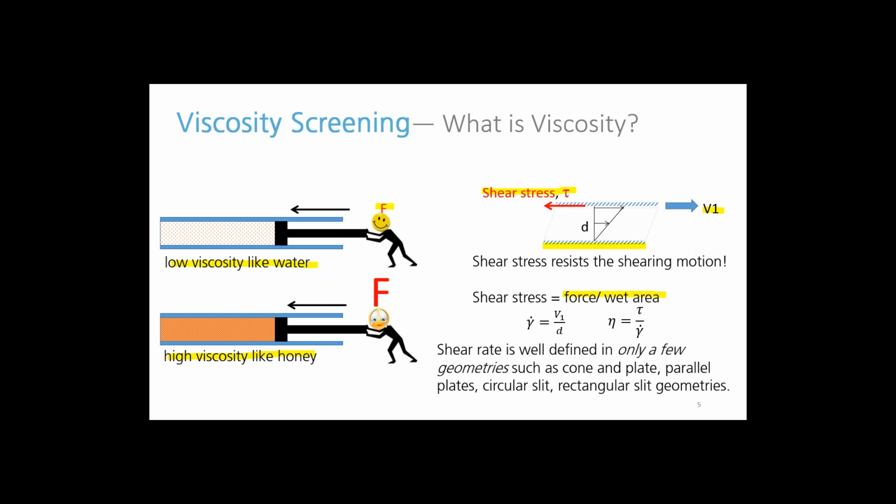We're going to define the shear rate as the ratio of that velocity to the distance between those two plates. And the definition of viscosity is going to be given by the ratio of shear stress to shear rate. Now the key here is that shear rate is well defined only for a few geometries, such as cone and plate, parallel plates, circular slit, and rectangular slit geometries. So to get an idea of what viscosity is, we don't need a well-defined geometry, but to get an actual measurement of what we are going to call and refer to as true viscosity, we're going to need a geometry that is going to allow to get an accurate characterization of both shear stress and shear rate.